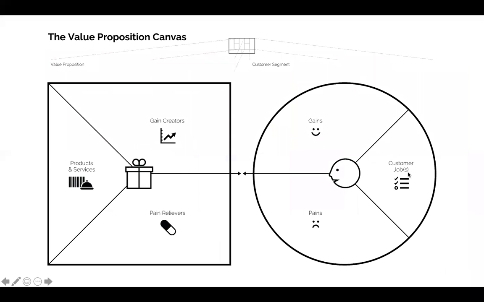For the customer profile, there are customer jobs, pains, and gains. While for the value map, there are the products and services, the pain relievers, and gain creators. So let's have a look at what these are.